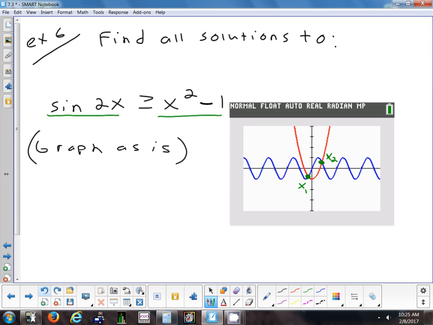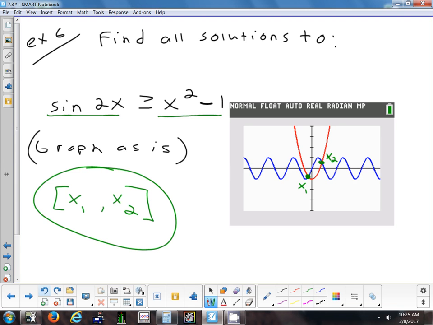Can I include x1? Yep, it can equal each other. And can I include x2? So what kind of symbols would I put? Brackets. Bracket, bracket, x1, x2. Okay, the point here is it is not periodic, so it doesn't repeat later on.